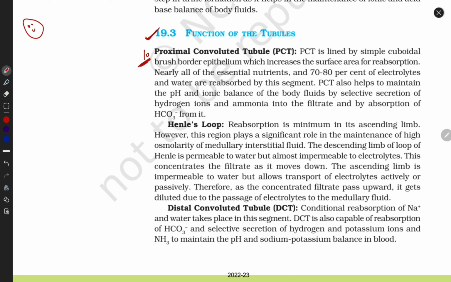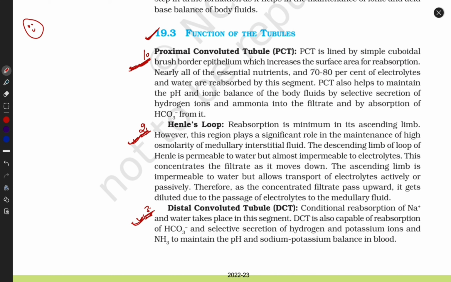Which functions are performed by PCT? Absorption, simply. Which function is performed by Henle's loop? Absorption. What function is performed by DCT? Again, absorption. So PCT, Henle's loop and DCT, these three tubules perform absorption, reabsorption. But PCT absorbs different types of ions. Henle's loop absorbs different types of ions, and some parts absorb water molecules, some parts absorb ions, and DCT absorbs in a different style. They absorb water but in a different way, a hormonal way.